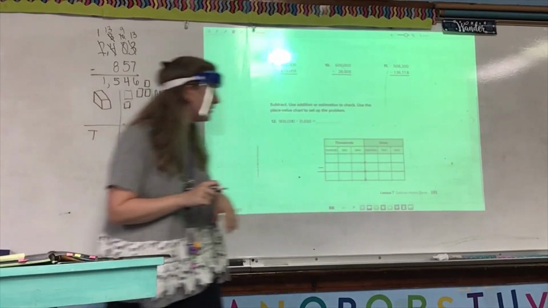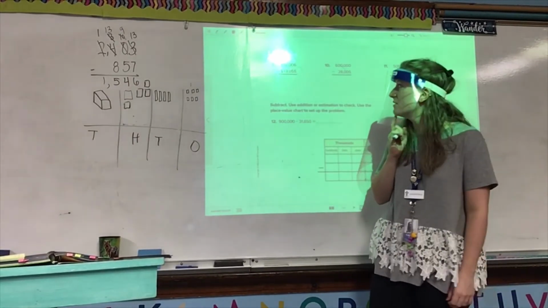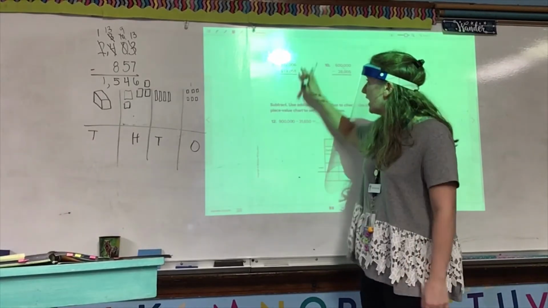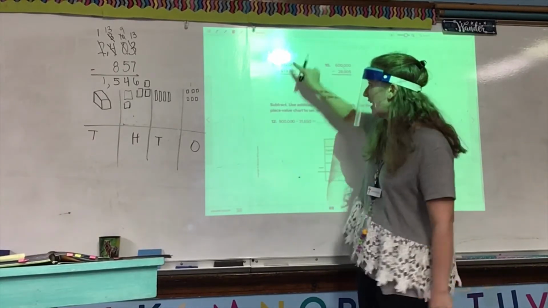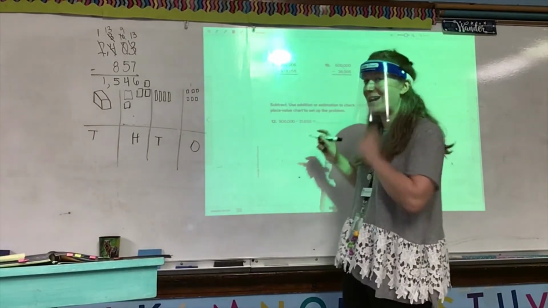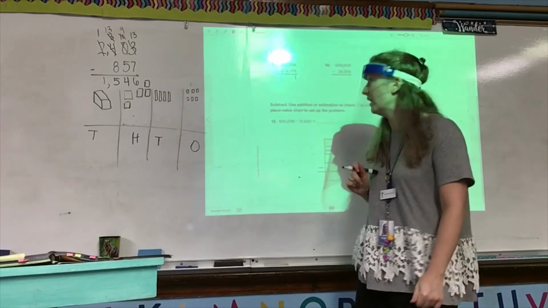I have $52,006 minus $13,055. What place do I start in? The ones. I have 6 minus 5. If I have 6 ones cubes, can I erase 5? Yes. How many would I end up with? 1. Because 6 minus 5 is 1.